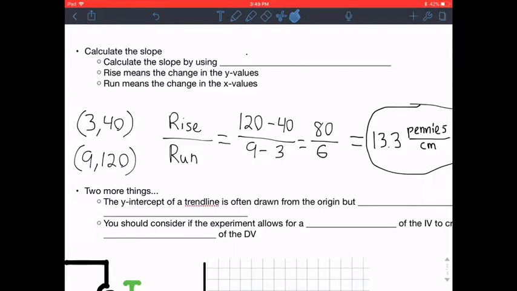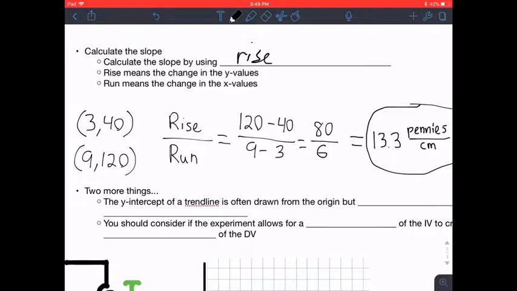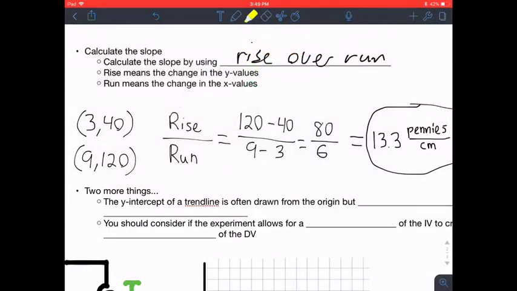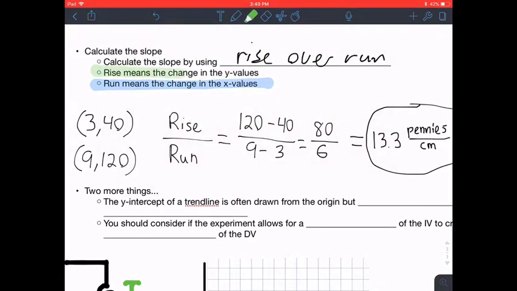Okay, so when we calculate the slope, we do that by using a formula known as rise over run. And we mean things by that. I'm going to go ahead and start highlighting a little bit. Remember that our x-axis is the independent variable, and we've been doing independent in blue. So run means the change in the x values. And rise, which would be our y value, the dependent variable, means the change in the y values. So run and rise.